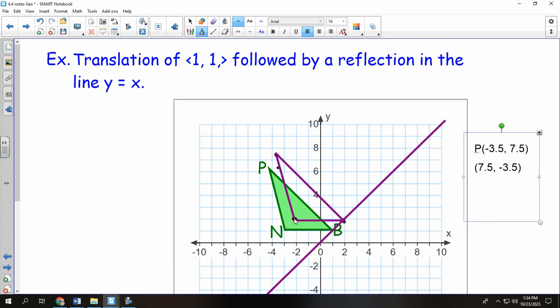Okay, so our N that we went up 1 over 1, it is at -2, comma 2. So its new one is going to be those switched, 2, comma -2. And that will give us our new N. And then B was at 2, comma 2. And the rule is when you're on the line of reflection, you don't change at all. So our B prime is still going to be at 2, comma 2.